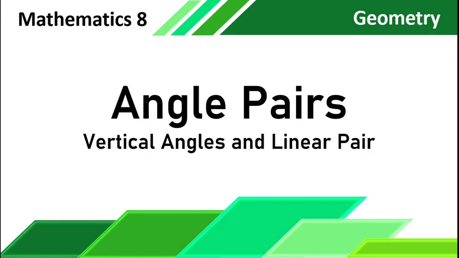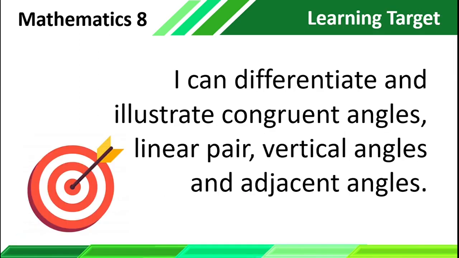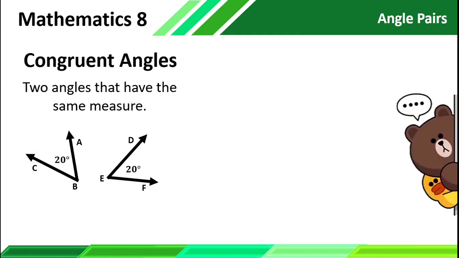Hello grade 8 students, for today we will be discussing angle pairs, which is all about vertical angles and linear pairs. In today's lesson, you should be able to differentiate and illustrate congruent angles, linear pair, vertical angles, and adjacent angles. But what are those angles? First, let's discuss congruent angles.